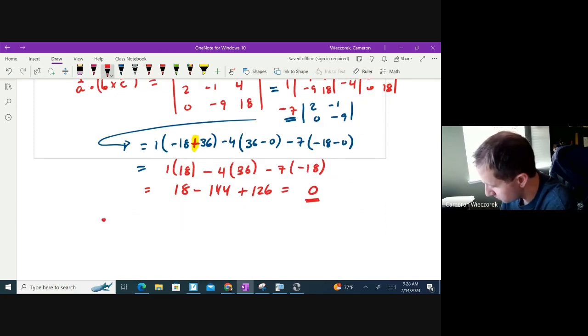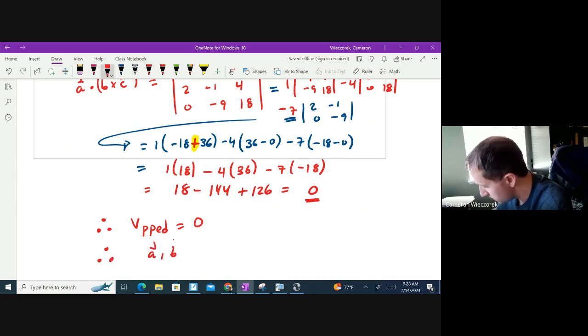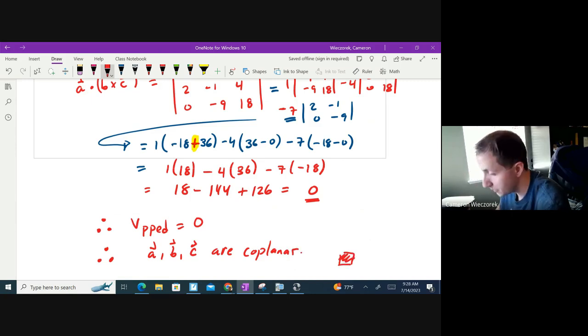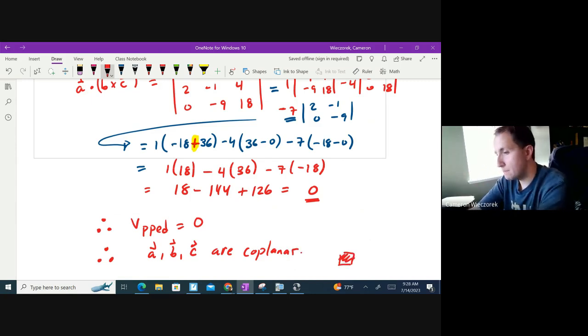So therefore, I'm going to put my 3 dots. You maybe used this in AP last year. The volume of the parallelepiped is 0. Therefore, we answered the question. A, B, and C, we were asked to show they're coplanar. Now we know, in fact, that they are coplanar. And that ends my argument. And I think that wraps up this section.